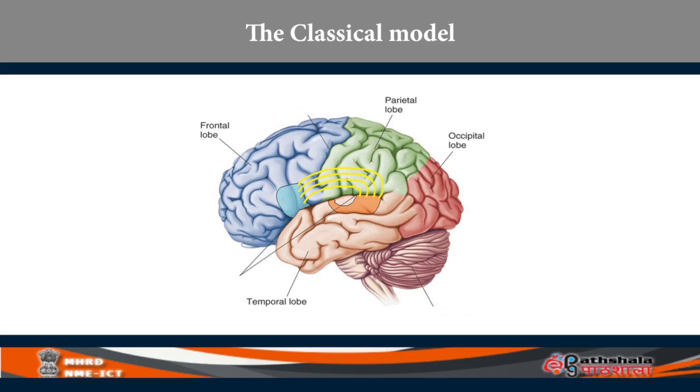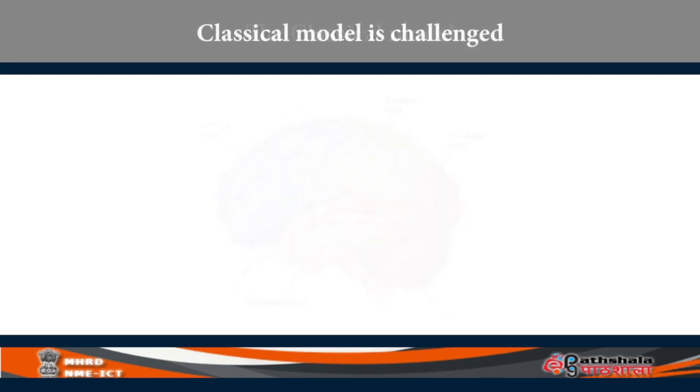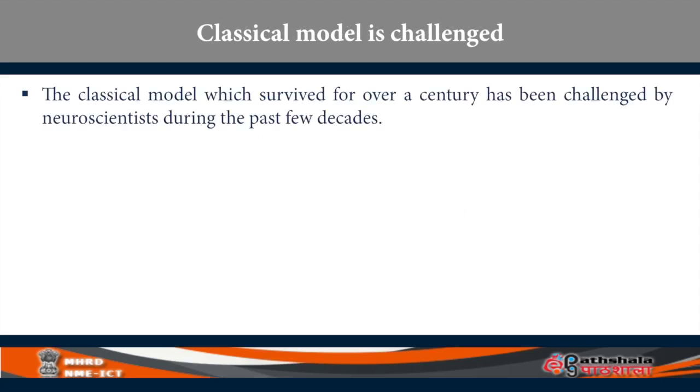Now, in the past three to four decades, the classical model has been challenged. Although it survived for more than a century, new challenges have come up in neurolinguistics. The new question that neurolinguistics is asking is, why do you have to accept that the left hemisphere is dominant in the majority of people, that only Broca's area is responsible for production and Wernicke's area is responsible for comprehension?